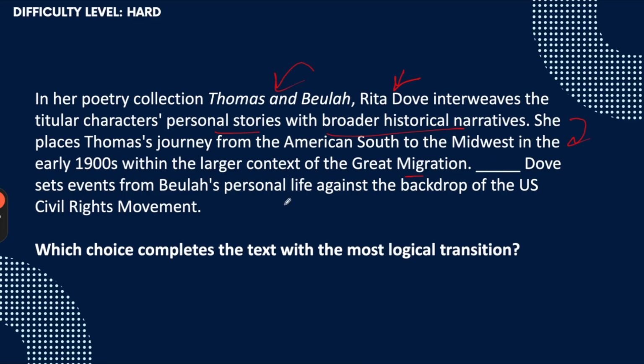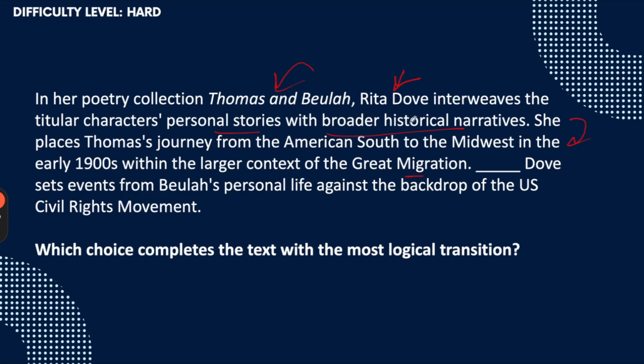So what is happening over here? The text is basically telling us about Rita Dove's poetry collection Thomas and Beulah, where she interweaves personal stories with broader historical narratives. It describes how she connects Thomas's journey from the South to the Midwest with the Great Migration, and how she also relates Beulah's life to the backdrop of the civil rights movement. What is the relationship between the two sentences in this case? The two parts of the sentences are discussing how Dove connects different characters' personal lives to broader historical events.